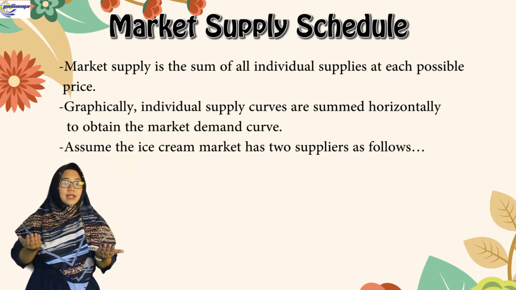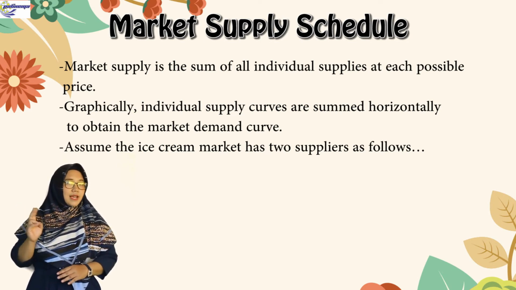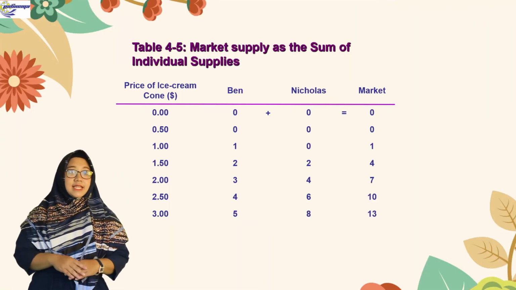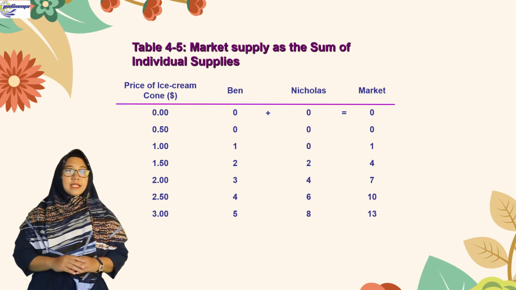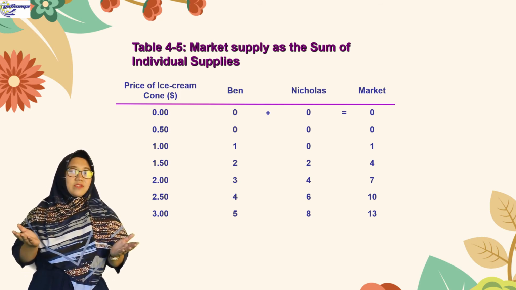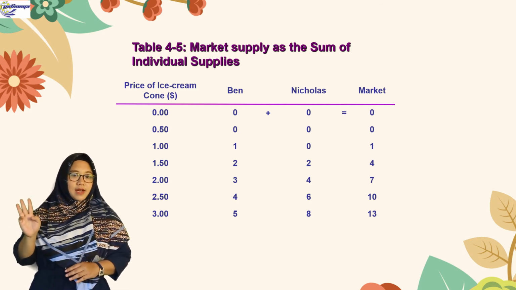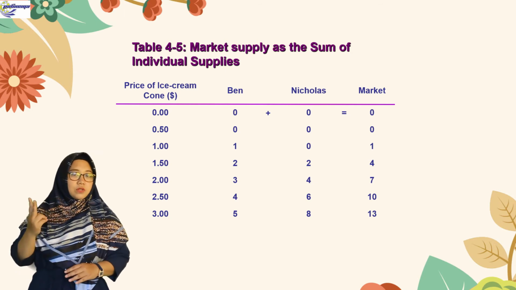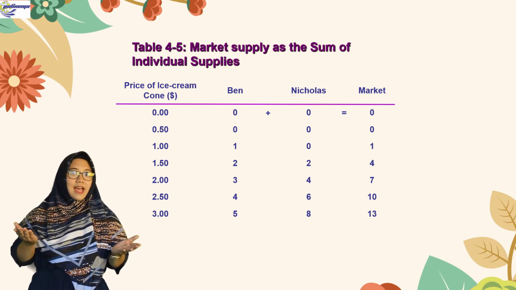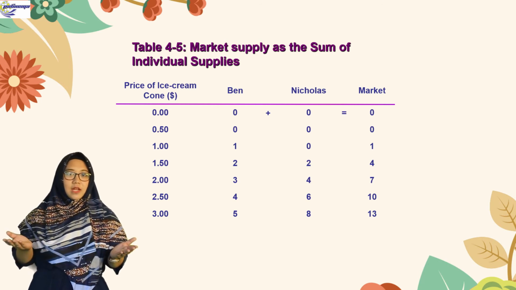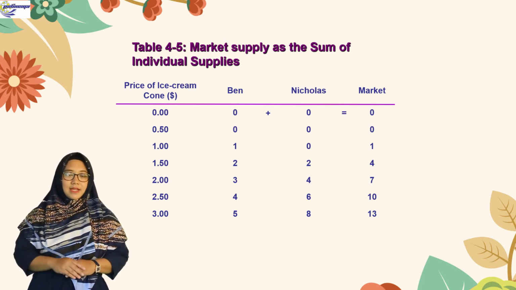Assume that the ice cream market has 2 suppliers as follows. In table 4.5, you can take a look at the market supply as the sum of individual supplies. Let's say when the price of the ice cream cone starts from $0 up to $3, and here there are 2 suppliers, let's say Ben and Nicholas. The combination of both Ben and Nicholas, we can call it the market supply.